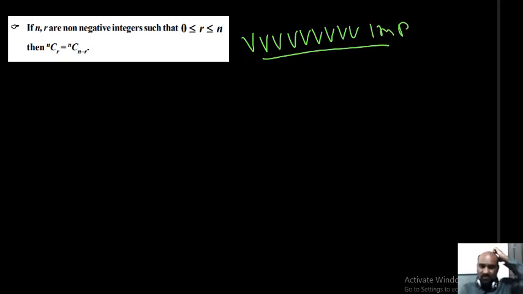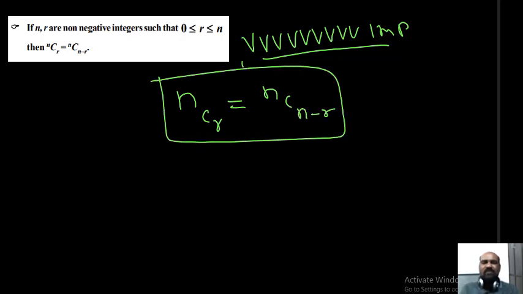Okay, students. Very, very important. What is that? I will explain. n, r are non-negative integers such that 0 is less than or equal to r, which is less than or equal to n. Then nCr is always equal to nC(n minus r). Very, very important.